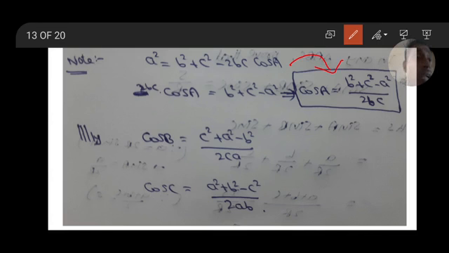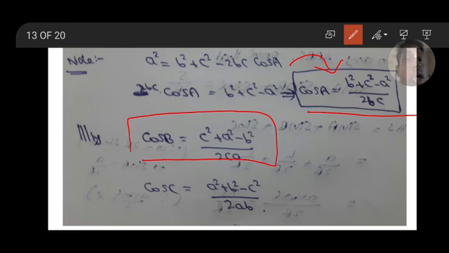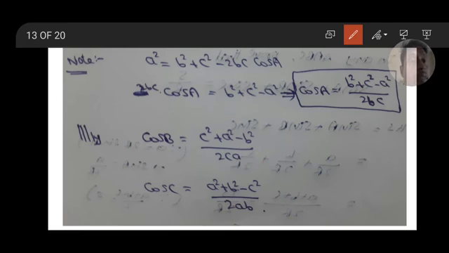From that relation, cos A equals (b² + c² − a²) / 2bc. Similarly, the second relation: cos B equals (c² + a² − b²) / 2ca. The third relation: cos C equals (a² + b² − c²) / 2ab. You have to remember these formulas.